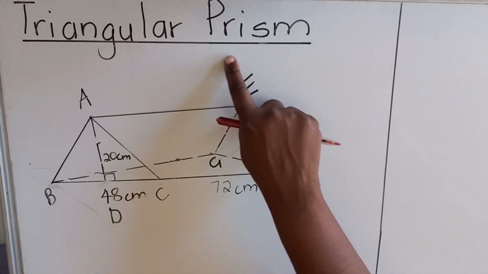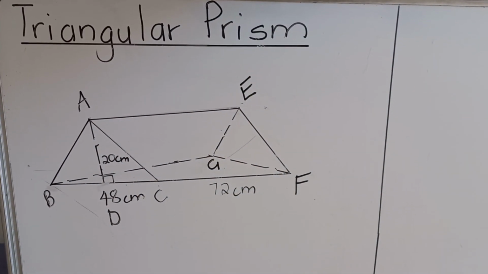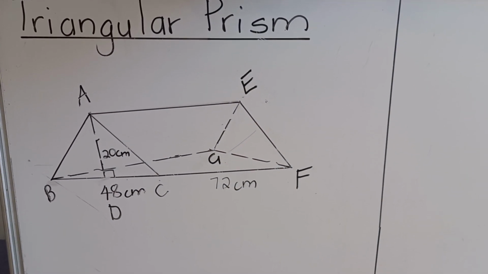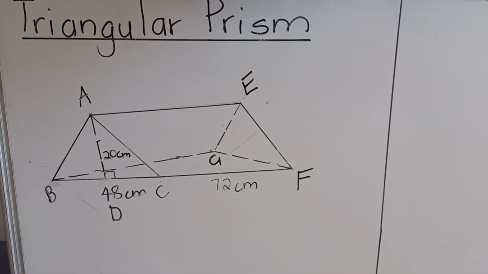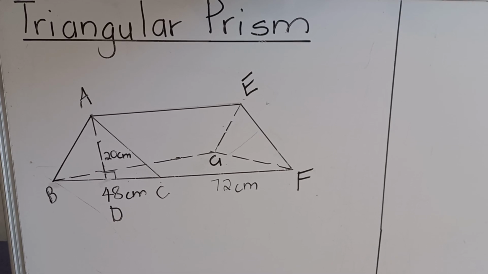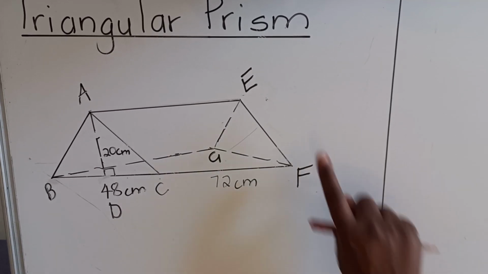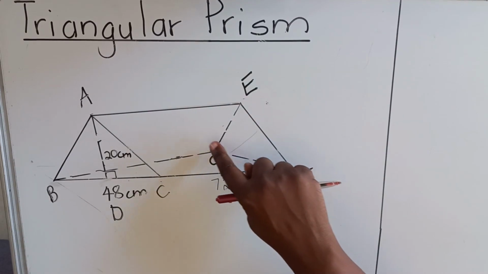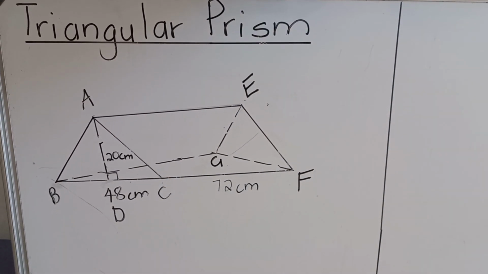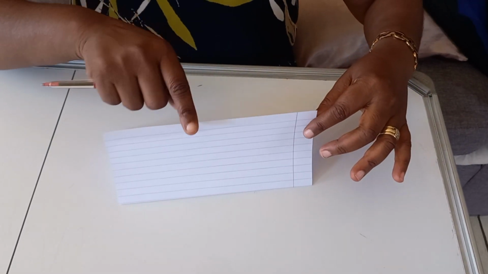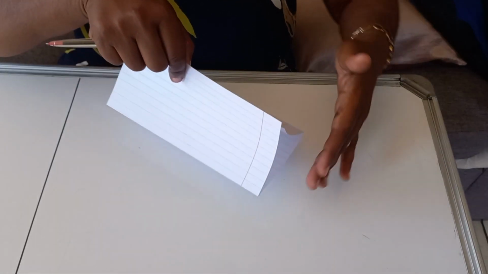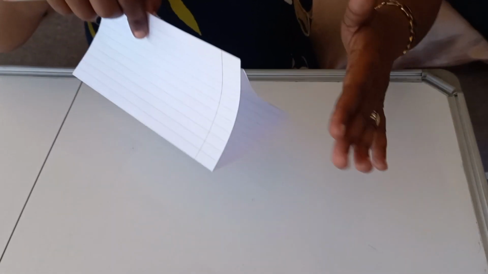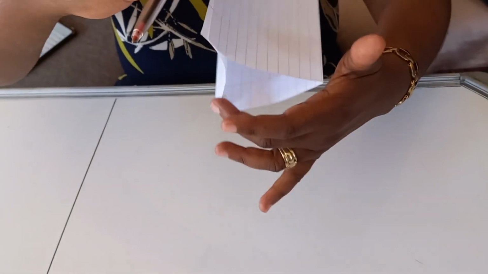When you see this word prism, it is a three-dimensional shape that is made of rectangles. So you can have a triangular prism, a regular prism, a square base prism. Once you see the word prism, it means the sides are made of rectangles. When you see this one, it's a triangular prism. When you look at it, the base is a triangle and the other base is a triangle.